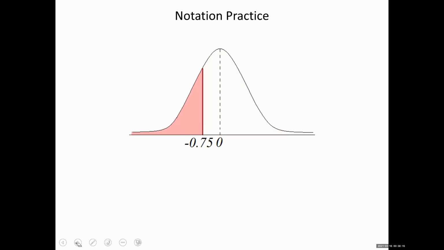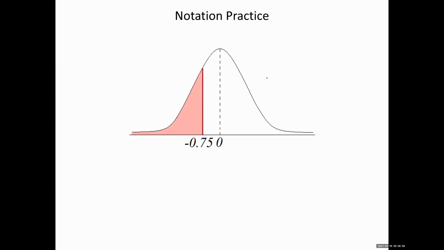Okay, here's another problem, another area. It's the probability of something. This is again the standard normal distribution. Take a couple seconds to write the notation down, and then I want you guys to tell me what the notation is. All right, someone tell me what the notation is for this one.